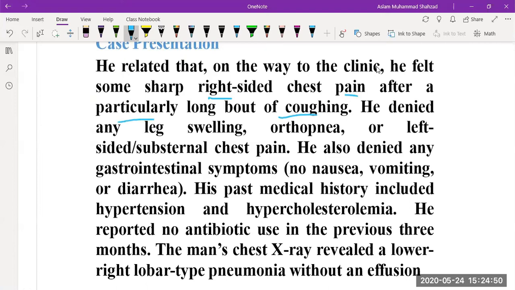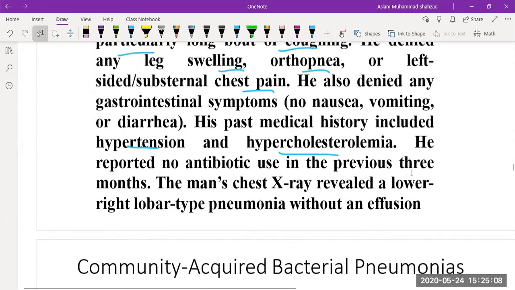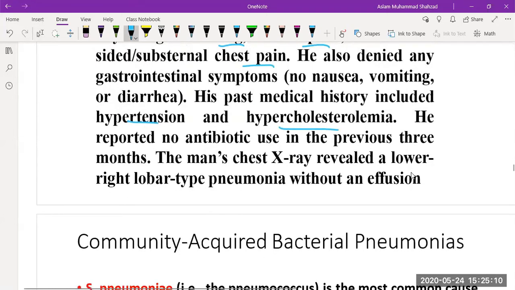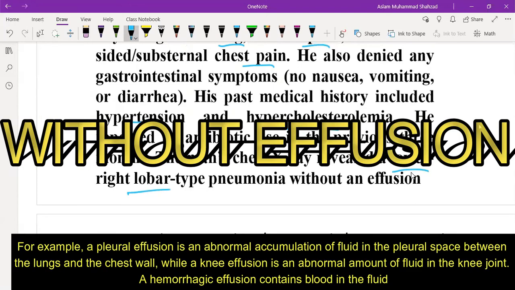He denied any leg swelling, orthopnea, or left-sided substernal chest pain. He also denied any gastrointestinal symptoms, no nausea, vomiting, or diarrhea. His past medical history included hypertension and hypercholesterolemia. He reported no antibiotic use in the previous 3 months. The man's chest X-ray revealed a lower right lobar type pneumonia without effusions.